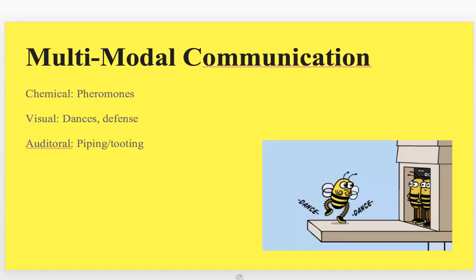Honeybees communicate in a variety of different ways. This is known as a multimodal communication system. Three types of communication include chemical, which uses the spread of specific pheromones to elicit certain behavior throughout the hive; visual communication, which includes a variety of dances as well as defensive posturing; and auditorial communication, which consists of piping and tooting.